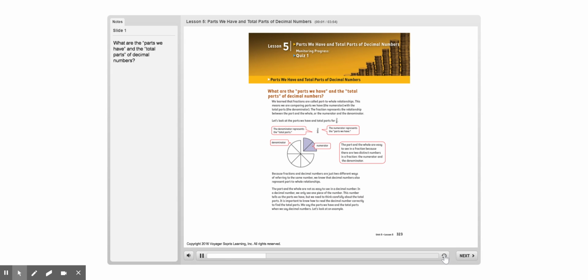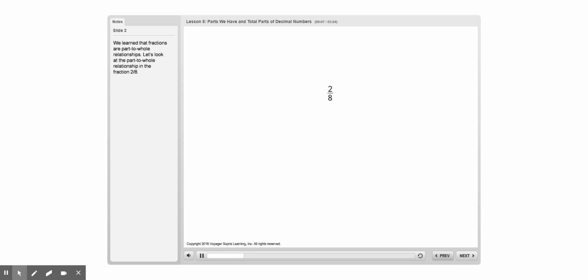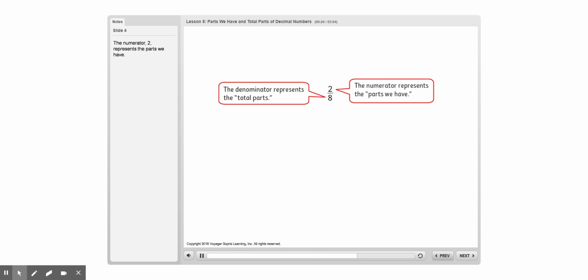What are the parts we have and the total parts of decimal numbers? We learned that fractions are part-to-whole relationships. Let's look at the part-to-whole relationship in the fraction 2/8. The denominator, 8, represents the total parts of the fraction. The numerator, 2, represents the parts we have.